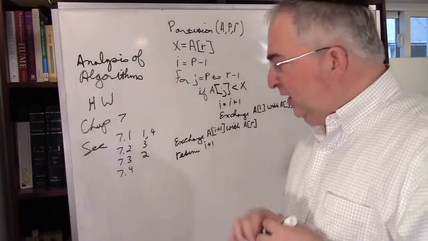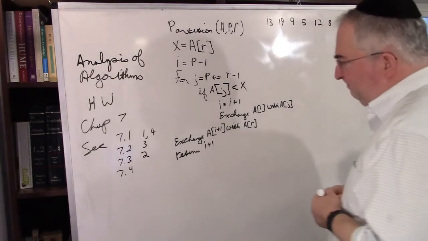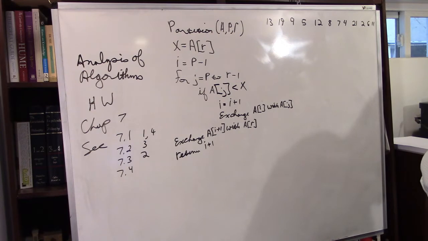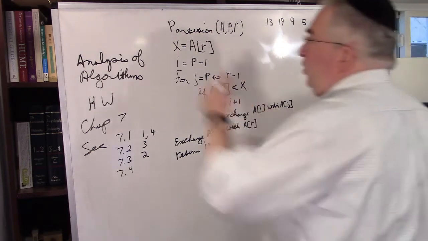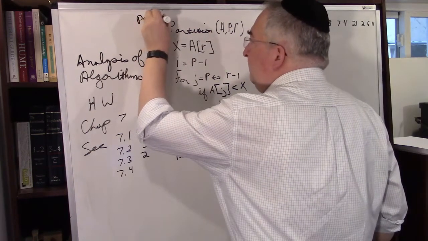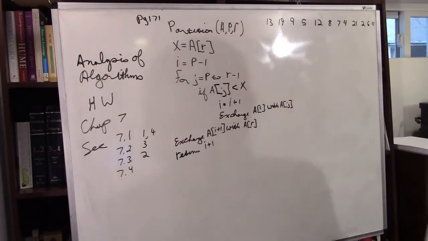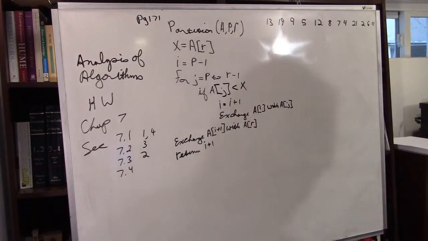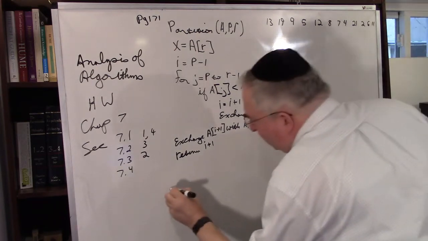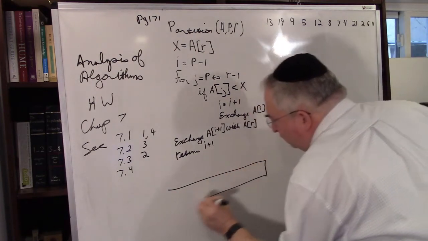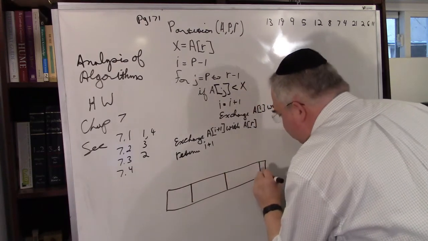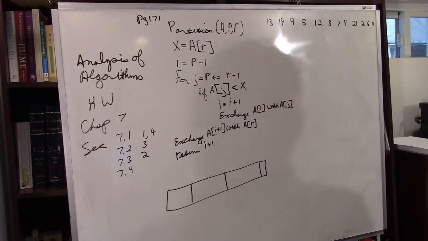A little bit complicated. It's on page 171, but I rewrote it here. And basically, what it does is it splits up the array into 4 parts. We did this in class, but it splits up the array into 4 parts.